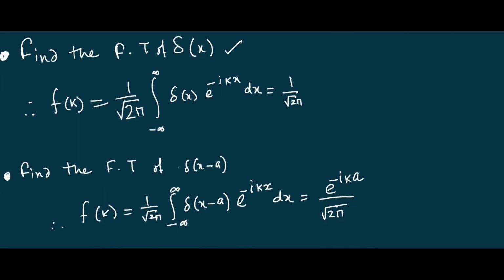And find the Fourier transform of delta(x minus a). f(k) equals 1/√(2π) integral from minus infinity to plus infinity of delta(x minus a) e^(ikx) dx. It gives you x equals a. That means e^(ika)/√(2π).